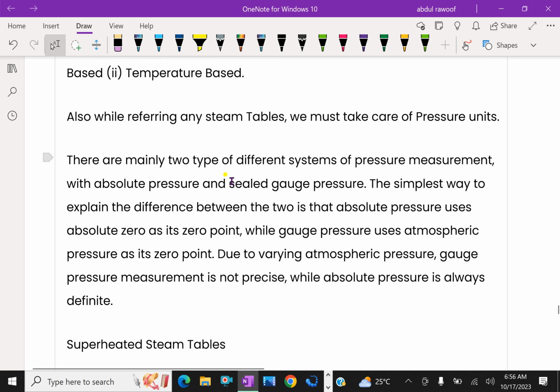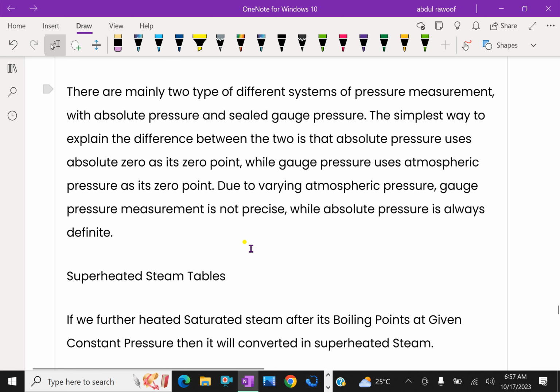There are mainly two different systems of pressure measurement: absolute pressure and gauge pressure. The simplest way to explain the difference is that absolute pressure uses absolute zero as its zero point, while gauge pressure uses atmospheric pressure as its zero point. Due to the varying atmospheric pressure, gauge pressure measurement is not precise, while absolute pressure is always definite.